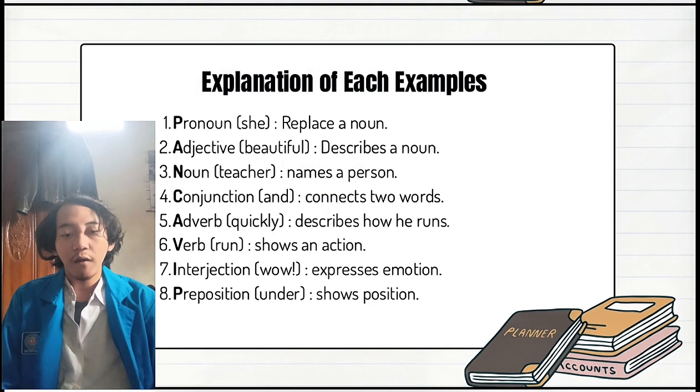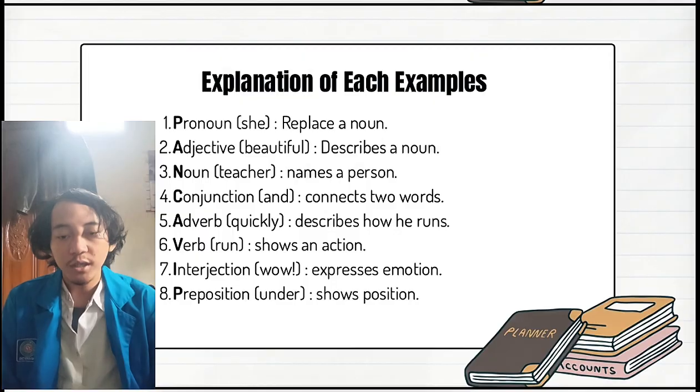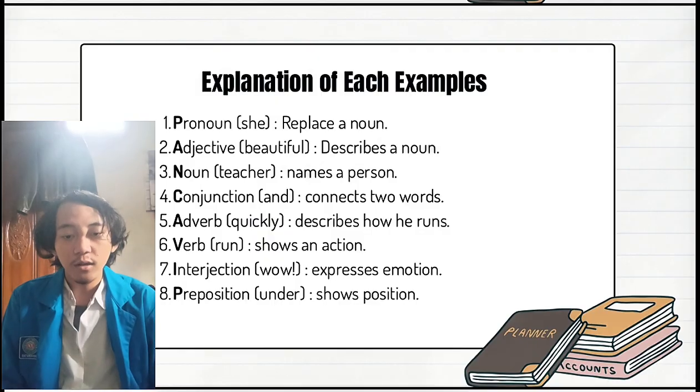For the explanation of each example, for the first one, pronoun, she replaces a noun. The second, adjective, beautiful describes a noun. The third, noun, teacher names a person. The fourth, conjunction, and connects two words.